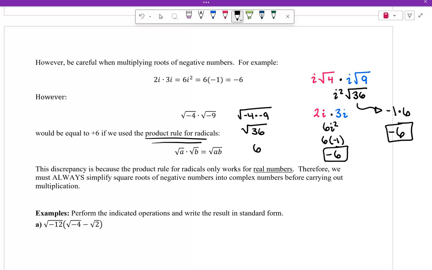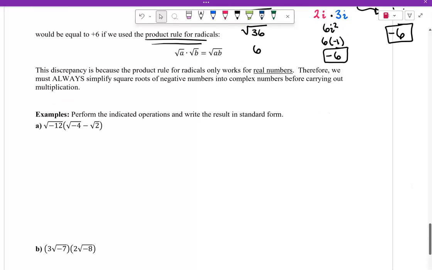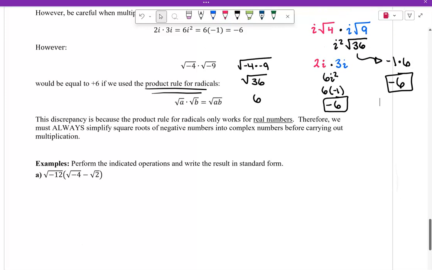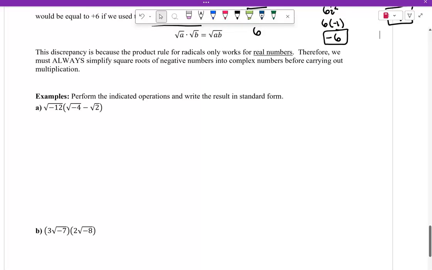So the biggest thing is here, you must always simplify the square roots first, then you can multiply them together. Okay? But don't ever just multiply them. So please make sure you do that first. Okay? So let's go simplify these and then work them out. Now, like I said, you can do them either way up there. Either way is fine.